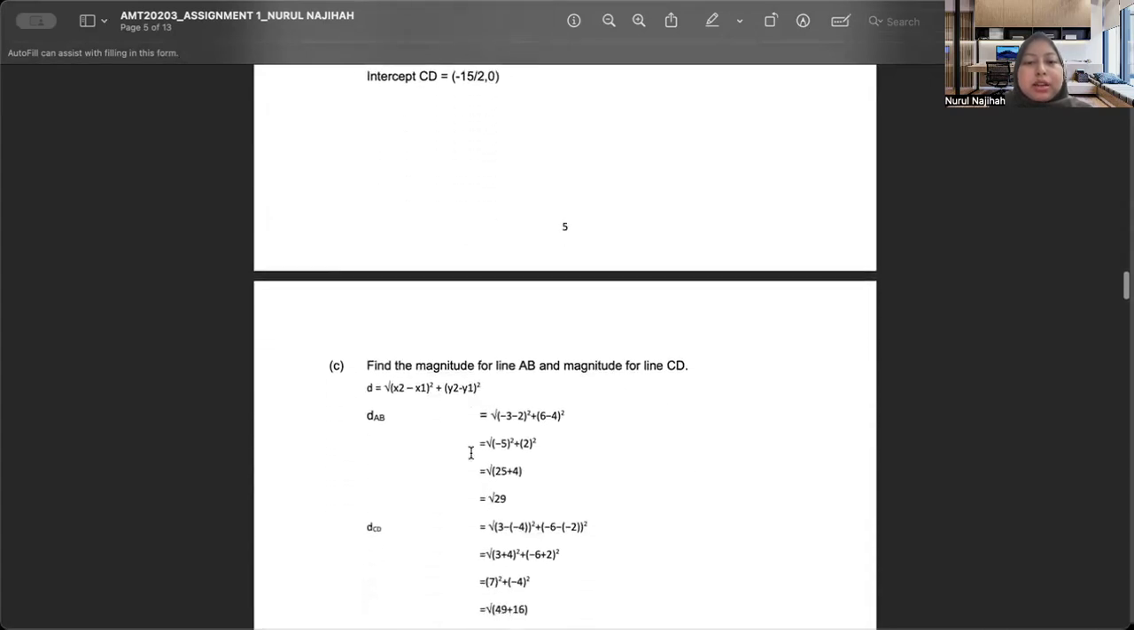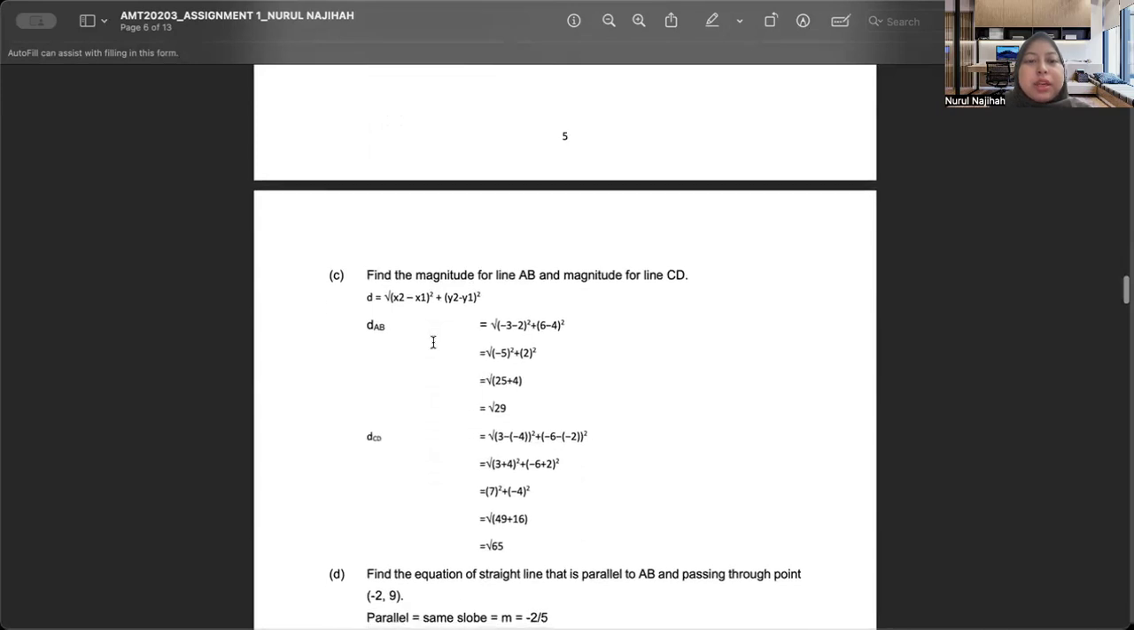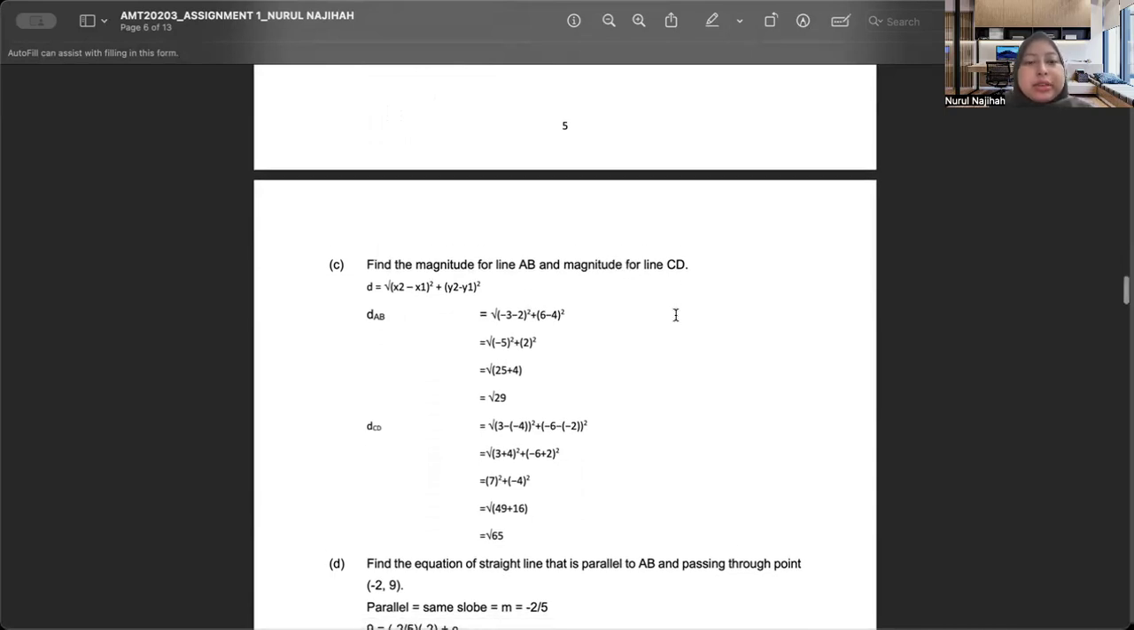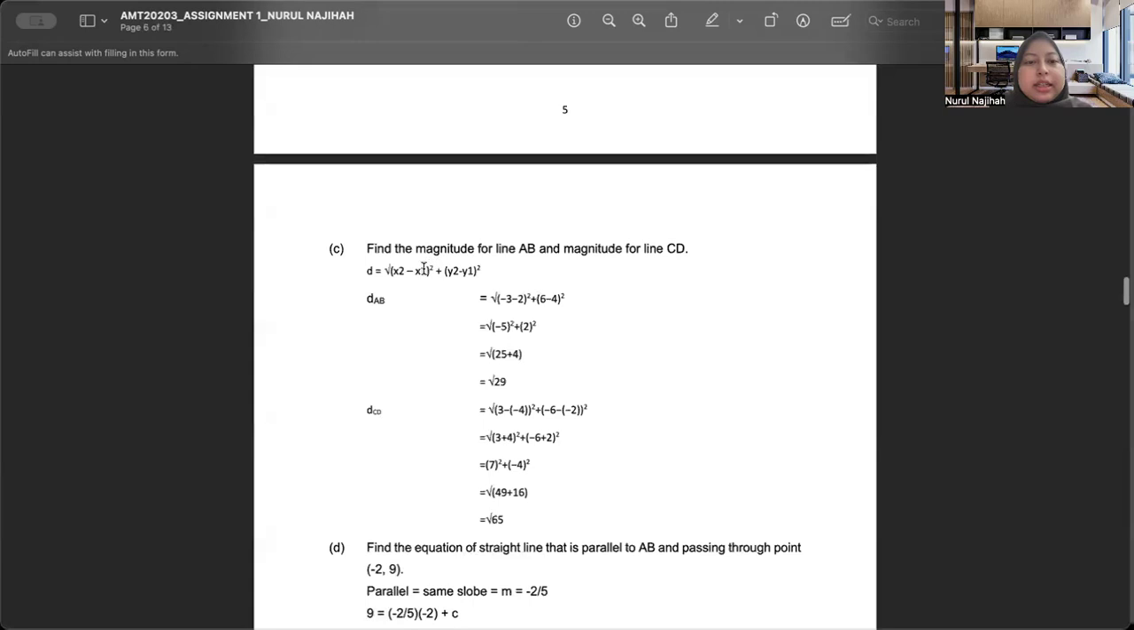So the next question is how to calculate the magnitude for line AB and line CD. For the formula, D equals the square root of (x2 minus x1) to the power of 2 plus (y2 minus y1) to the power of 2.